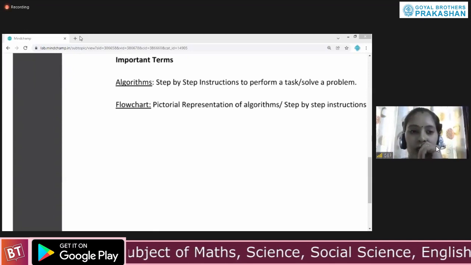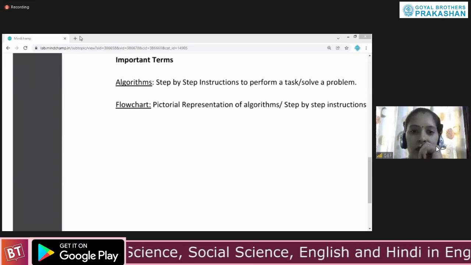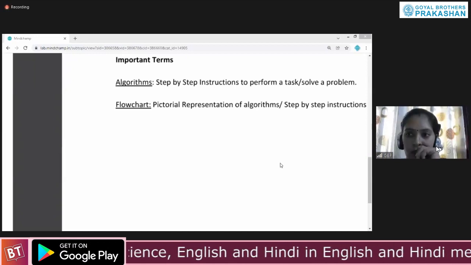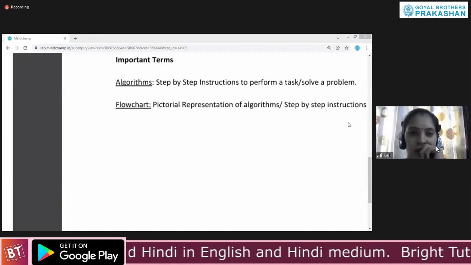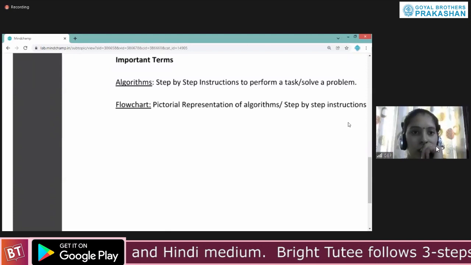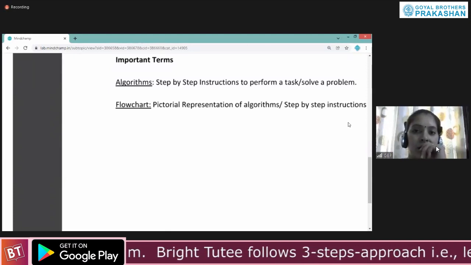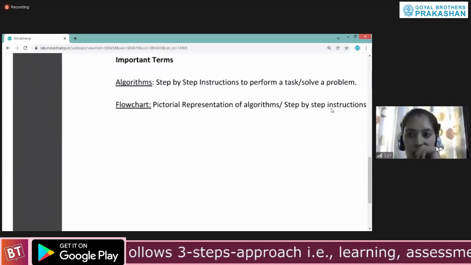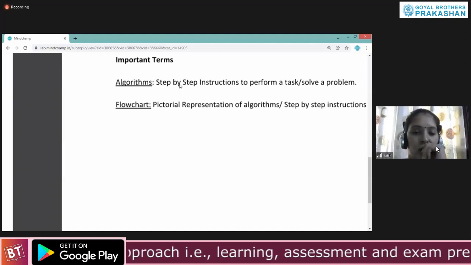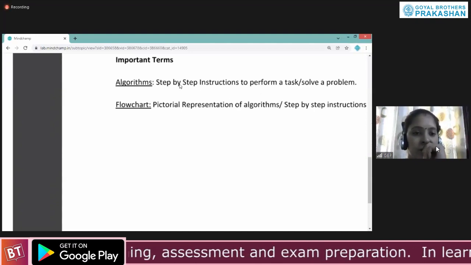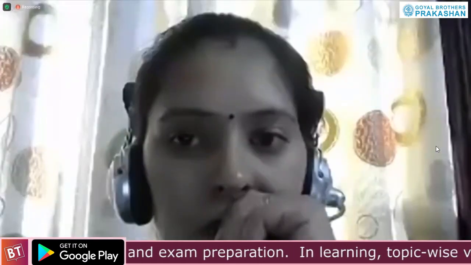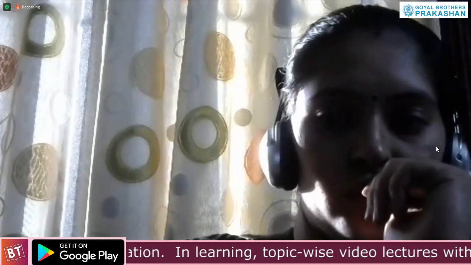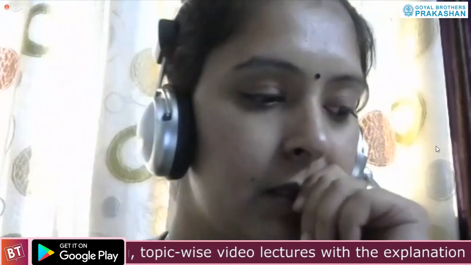Those who are taking a picture from phone can also take a screenshot on their computers. Just cross check, Akansha. Everyone can see the screen, I guess. Algorithm is step by step instructions to perform a task or solve a problem. I want all of you to write algorithm only. Step by step instructions to perform a task or solve one problem. Okay, so that was one thing.